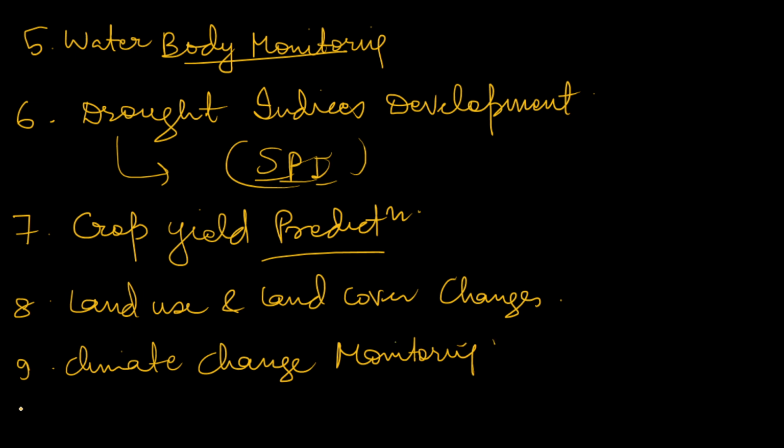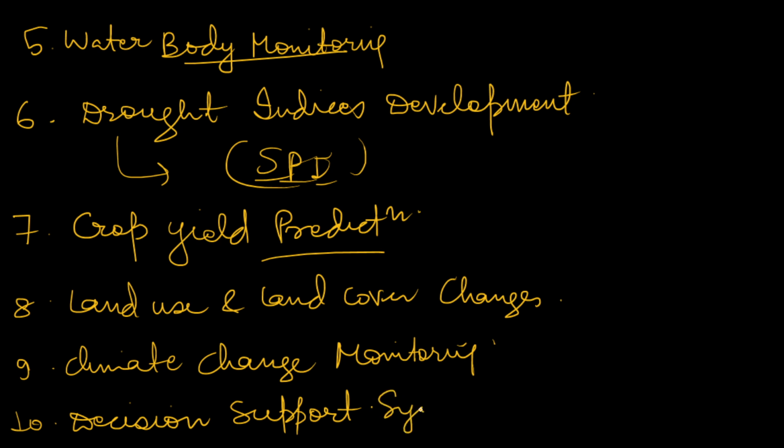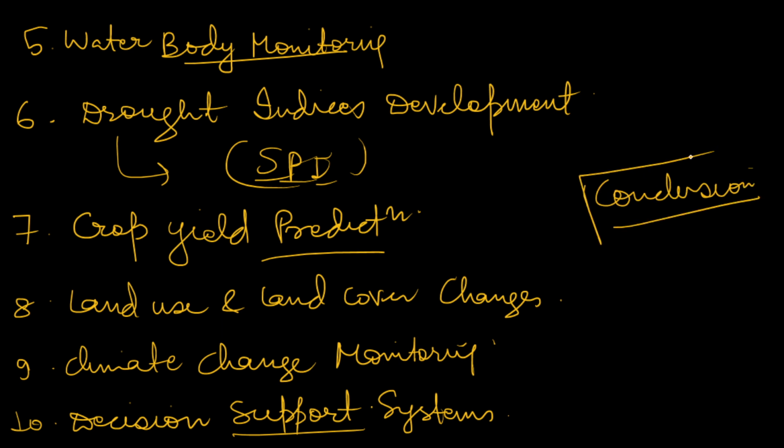We can develop decision support systems. Suppose the rainfall is lower compared to our normal rainfall. Using remote sensing we can develop decision support systems that help us decide which crop to grow and whether that crop will be able to survive or not. So this is, I think, all for the role of remote sensing in drought monitoring.